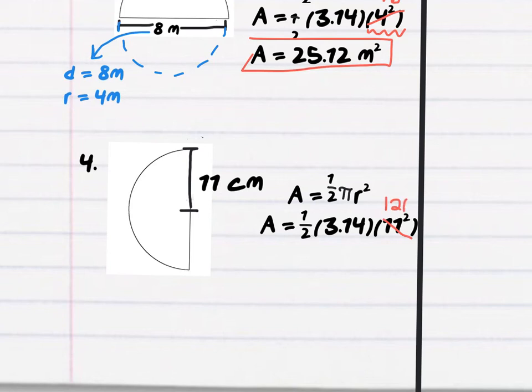And now in your calculator, you could enter 0.5 times 3.14 times 121. And then our answer becomes 189.97 centimeters squared. And we box our answer.